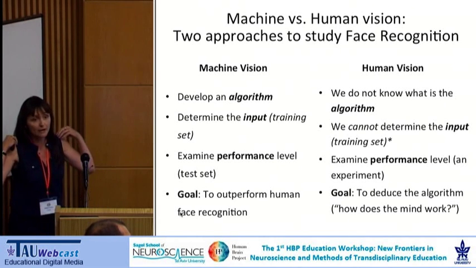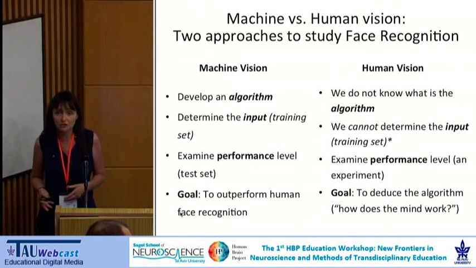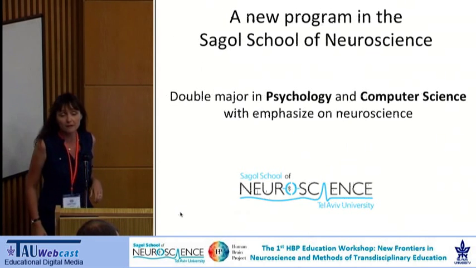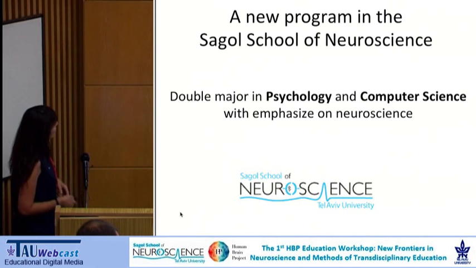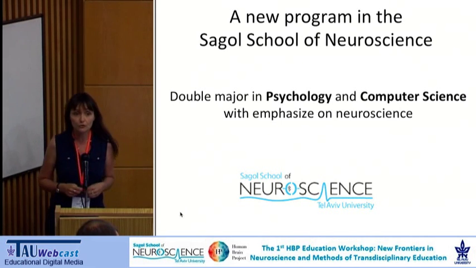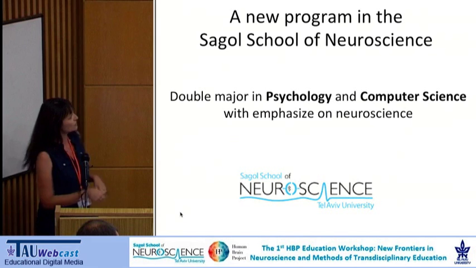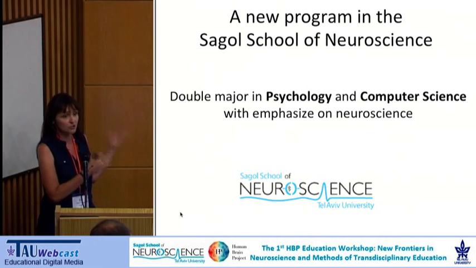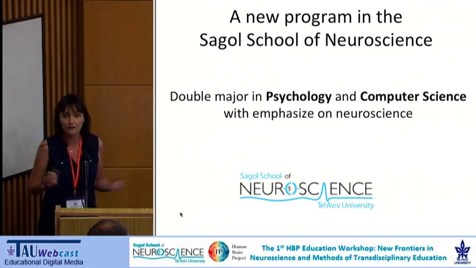I think the main problem we have today is that most computer scientists are not experts in cognitive psychology. Most cognitive psychologists are not experts in computer science. And this is why we opened last year, or this year actually, a new program in the Segal School of Neuroscience. The students just started, and they are going to do a double major in psychology and computer science. They're going to be experts in both disciplines and also get education in neuroscience, the neurobiology of the brain. And we hope that this is the generation that is going to help us to solve the big question of how the mind works.